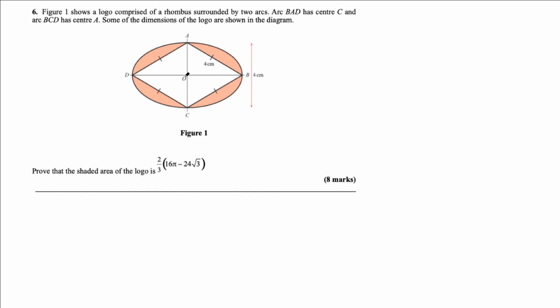Okay, so the first thing to point out is you need to know some of the properties of a rhombus. Firstly, you'd want to know how to find the area of a rhombus, and some of the aspects of a rhombus. So the area of a rhombus is the diagonals, which we sometimes label p and q, multiplied together, divided by 2.